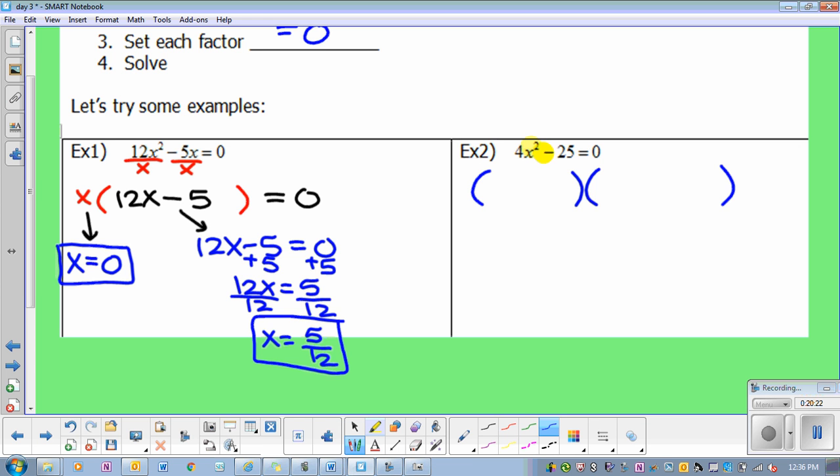So double parentheses, opposite signs. What goes in the first term? 2x. And what goes in the second term? 5. Because those are the square roots, right? Equals 0.